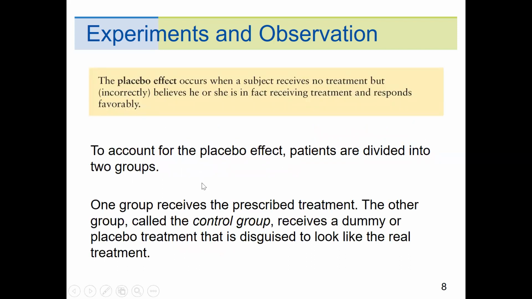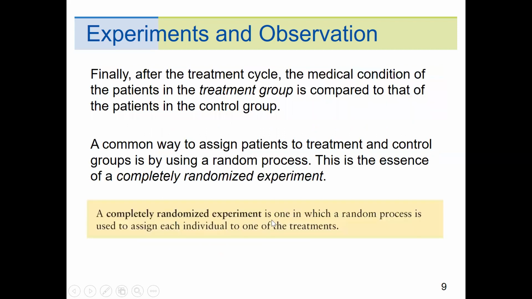Okay. To account for the placebo effect, patients are divided into groups. Again, the control group is the group that really hasn't gotten any change. Experimental group is the group that has changed. Control group is the group that remains the same. Okay, so after a while, we do this study. We compare the results, and we want to assess to see were our results similar or different.